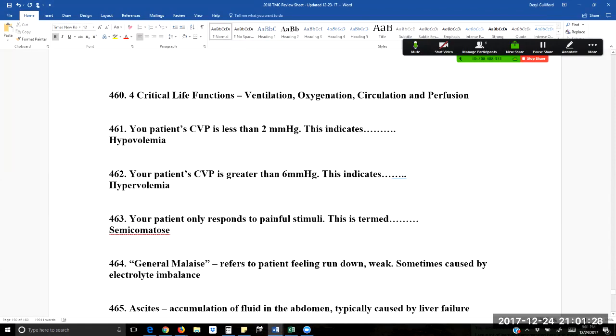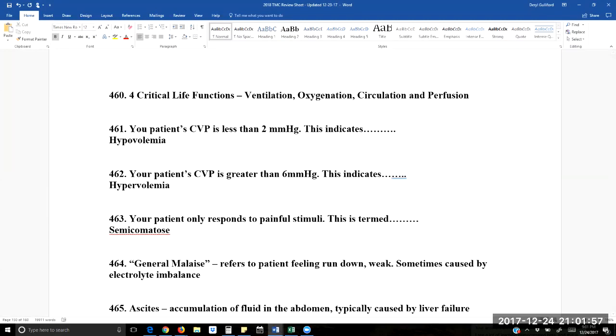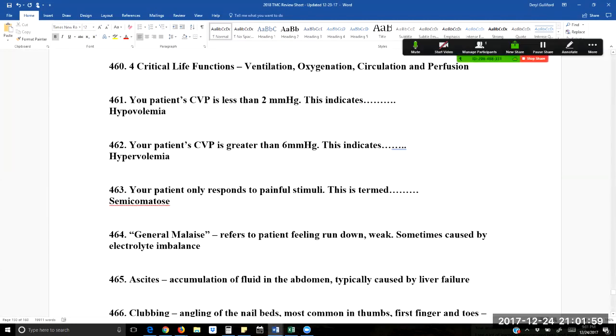Okay, patient's CVP is less than 2. What does that indicate? Hypovolemia. A low CVP means there's not enough total blood volume. Your patient's CVP is greater than 6. What does that indicate? Well, that will be hypervolemia. You could have either on your test. That's too much blood volume. Sometimes that too much blood volume comes from nurses that give the patient too much IV fluid. They're trying to rehydrate, and that's important, but we don't want to give them too much. Okay, your patient only responds to painful stimuli. That is termed semi-comatose. The term is semi-comatose, and that has been showing up on the test.